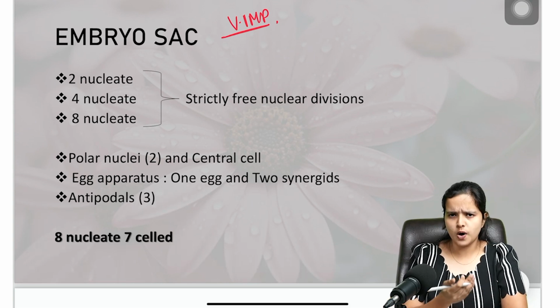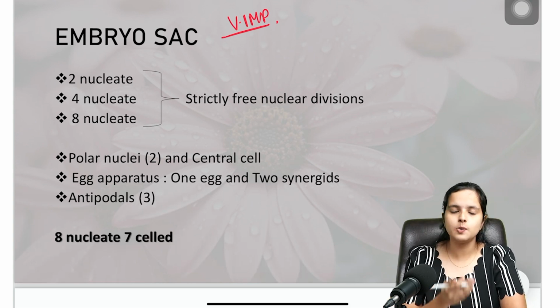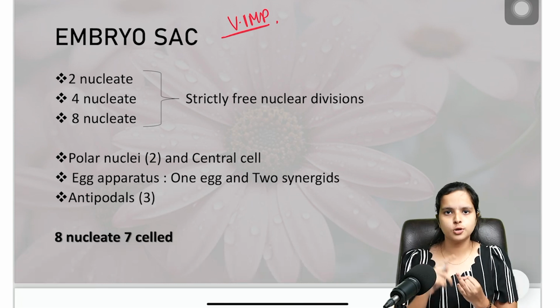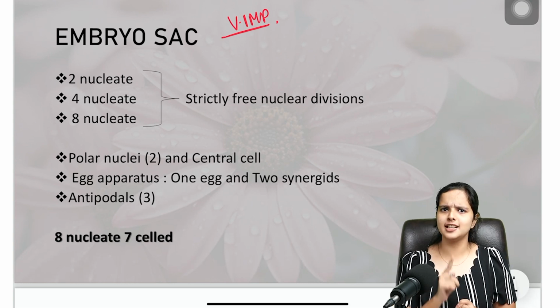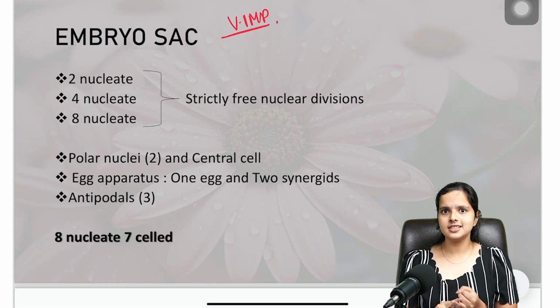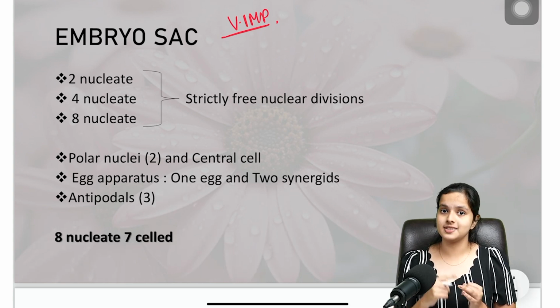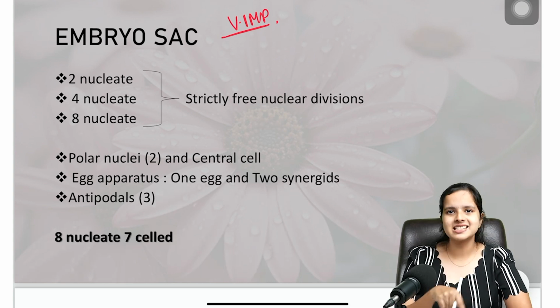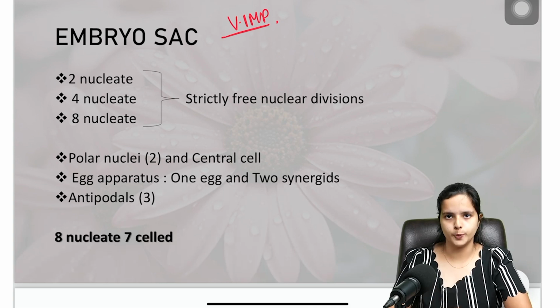So what is your idea of an embryo sac? Basically, what do you know about an embryo sac? You know two things right now. The embryo sac lies inside the ovule. That's one thing that you know. What is the second thing? The embryo sac has a monosporic development, or simply saying it developed from a single functional megaspore. So these are the two things that you know about the embryo sac right now. But after this slide, you'll know a lot more.